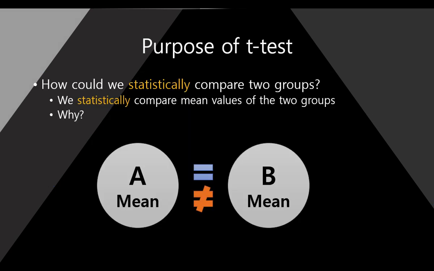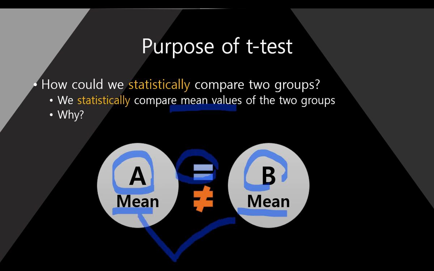Okay, next. As I said, the purpose of the t-test is just to compare whether these two groups are the same or not, okay? But our next question is, how can we statistically compare these two groups? The answer is here, the mean value. We statistically compare the mean values of two groups. So group A, group B, and we have a mean each. So using two means, we compare same or not, okay? But why do we use a mean value, not others?